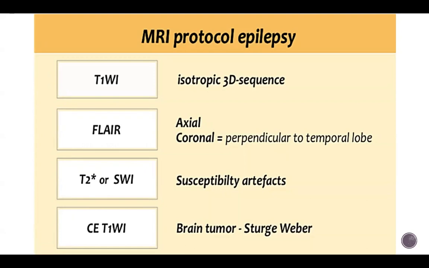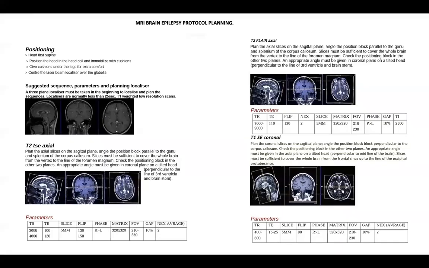One of the most important would be the T1 isotropic 3D sequence that is used nowadays, and also a FLAIR coronal image that is included in the protocol. All the other sequences that are done for a normal head MRI are also included.